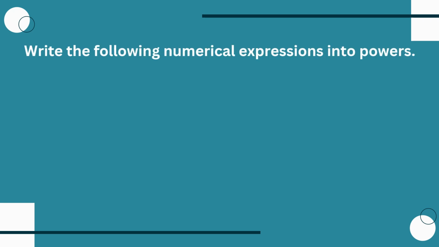Alright, let's answer some exercises. Write the following numerical expressions into powers. You can pause this video and write your answer on a piece of paper. Okay, the first one, for example, 7 times 7 times 7. What is your answer? Yes, you are right. The answer is equal to 7 raised to the exponent of 3.